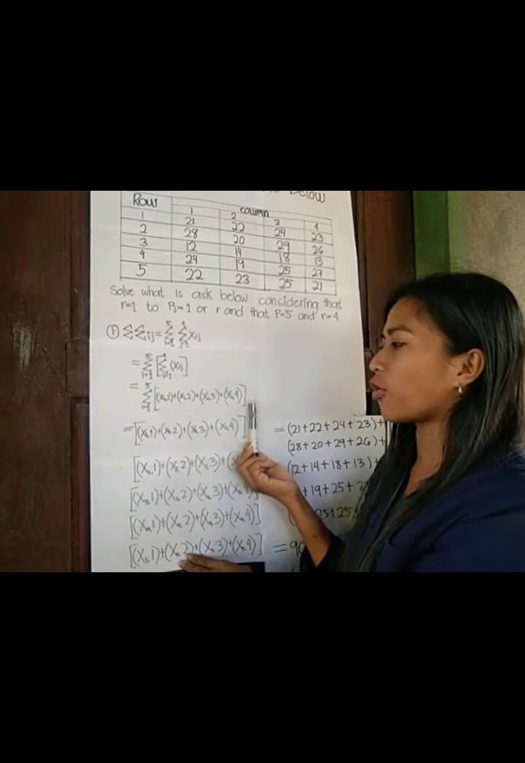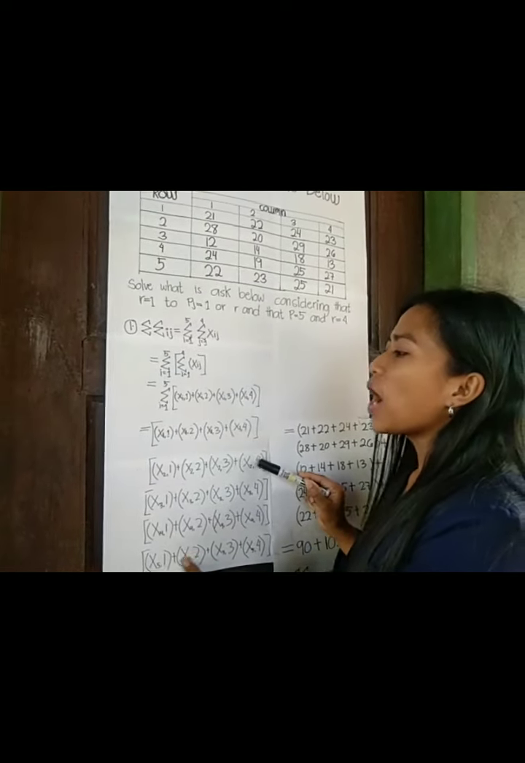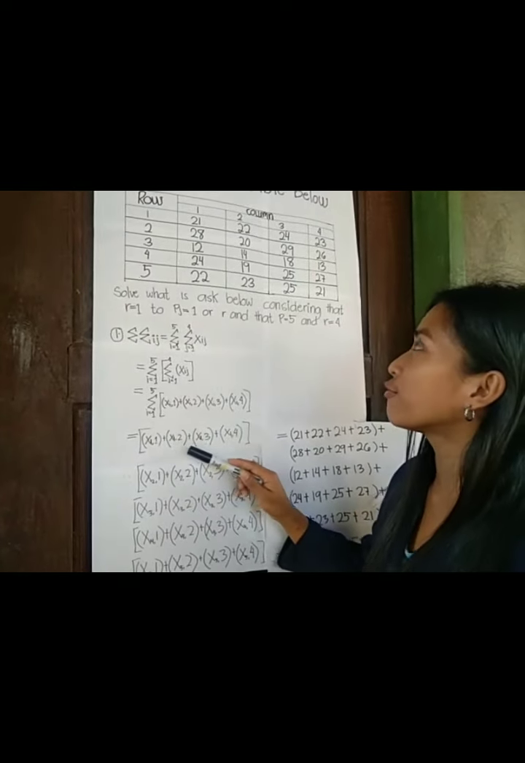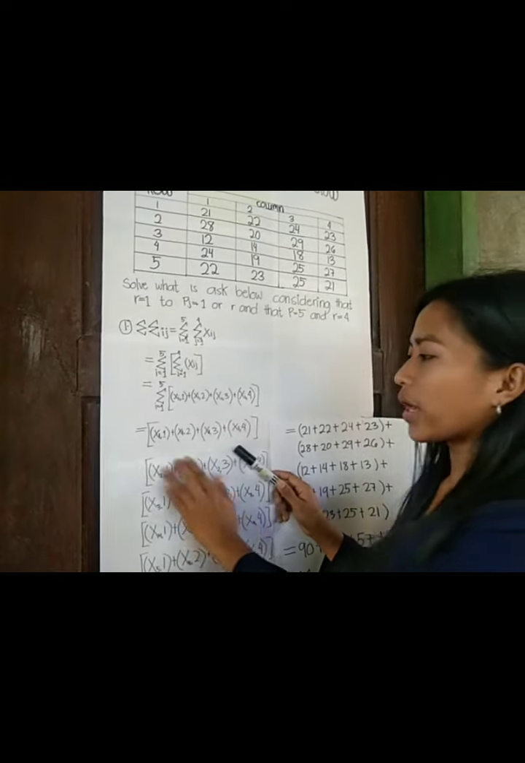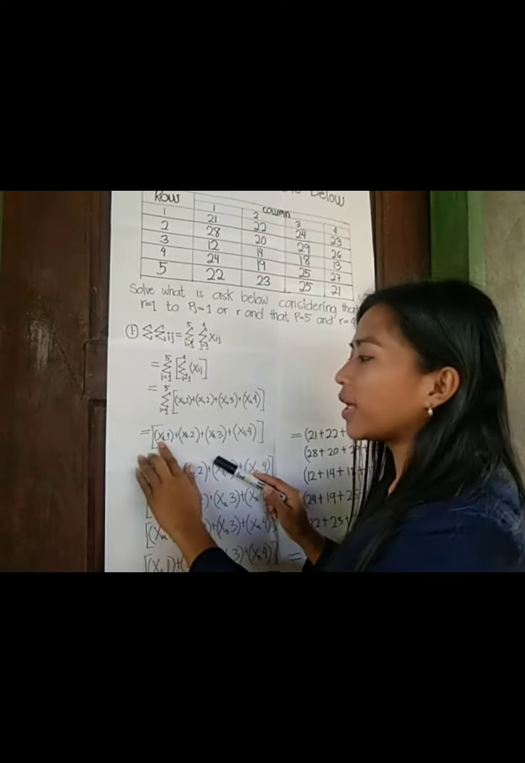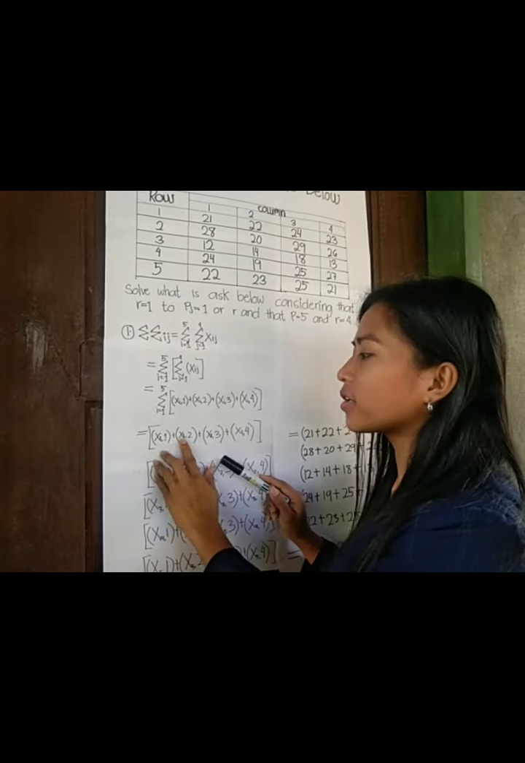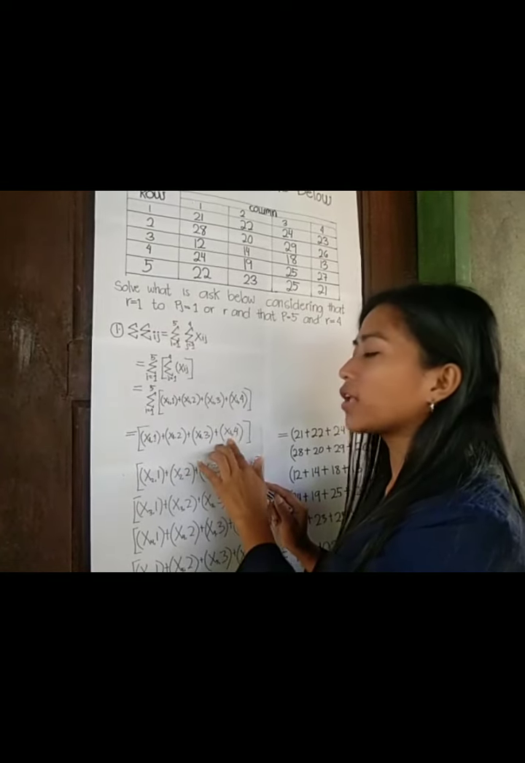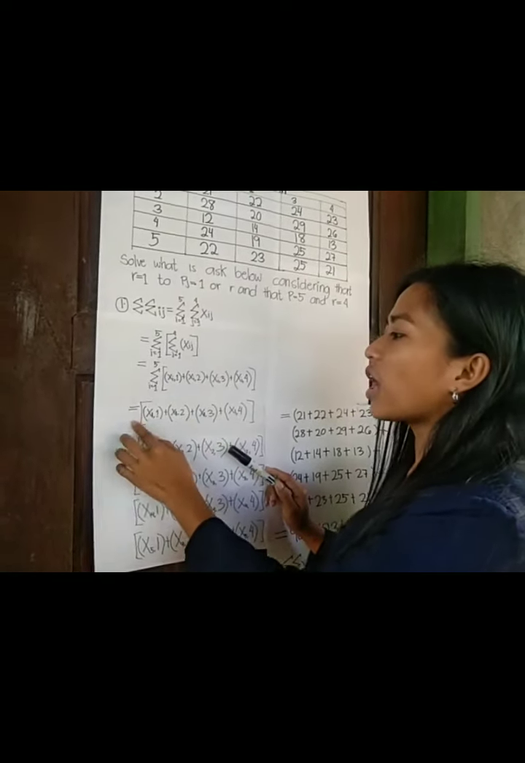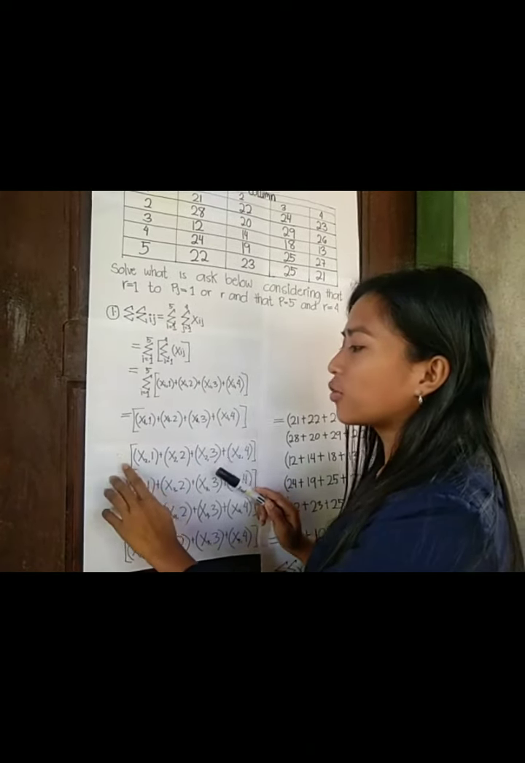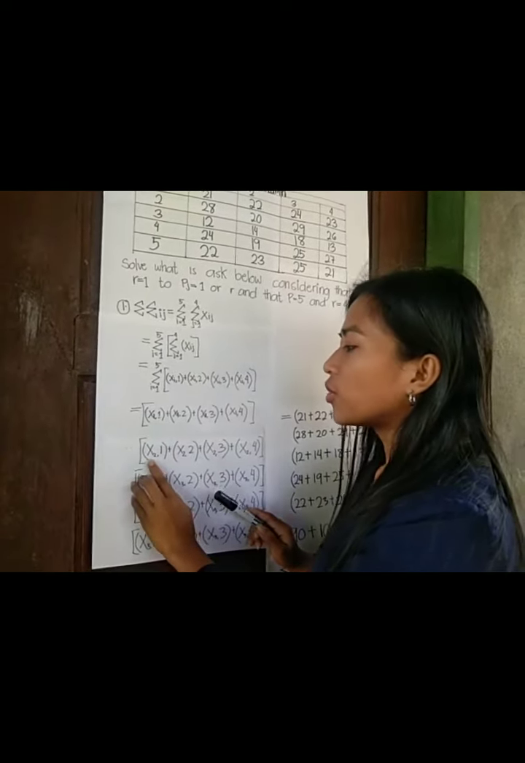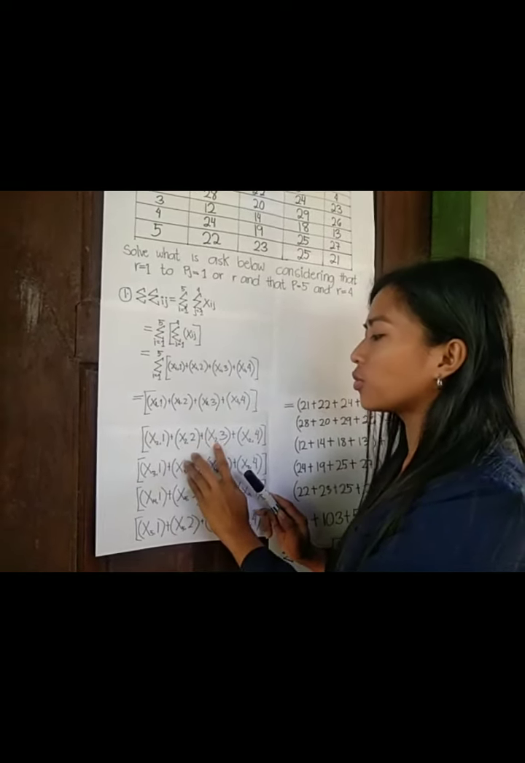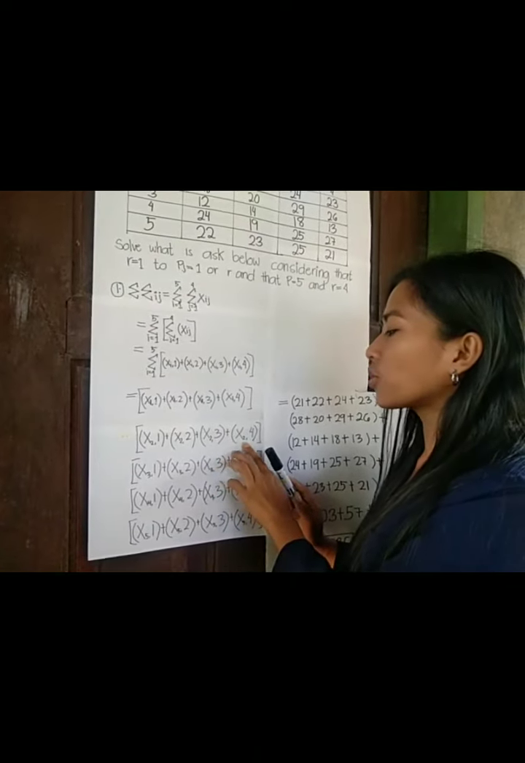So here, to understand it better, let us elaborate each row that has 4 columns. So, we have row 1, column 1 plus row 1, column 2 plus row 1, column 3 plus row 1, column 4. Then plus row 2: row 2, column 1, plus row 2, column 2, plus row 2, column 3, plus row 2, column 4.